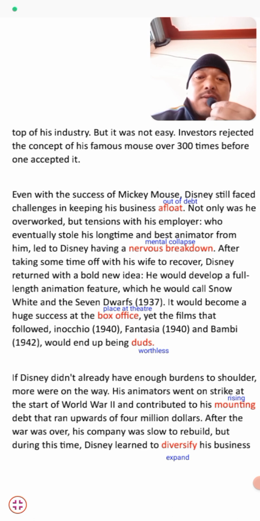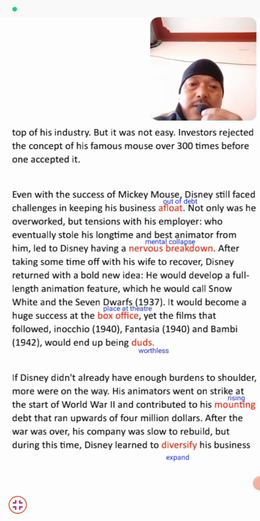In 1937 it became a huge success at the box office. Then, from 1940 to 1942, he created more films, including Pinocchio, Fantasia and Bambi, which he brought to the box office. The first one was very famous and popular.